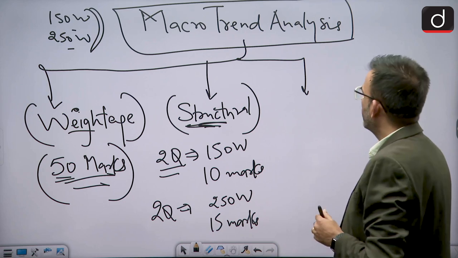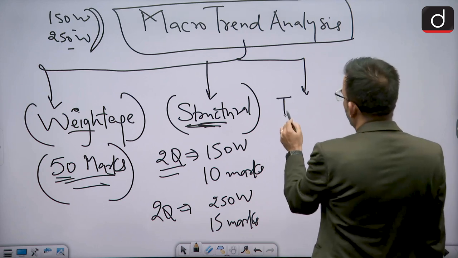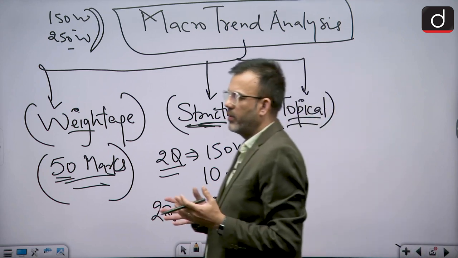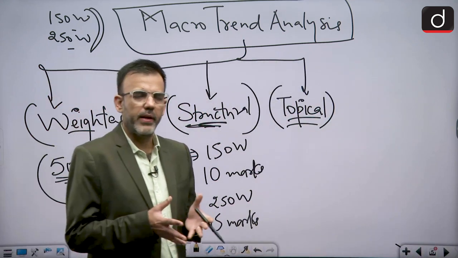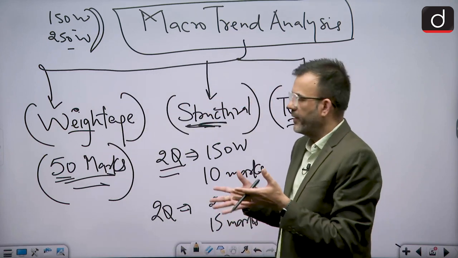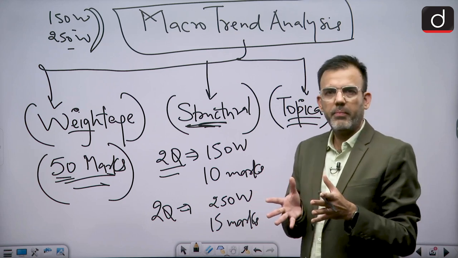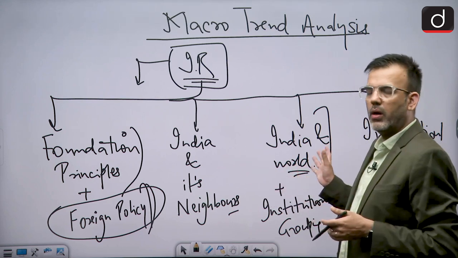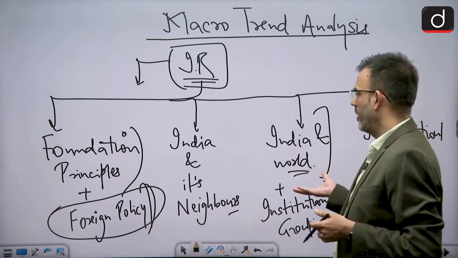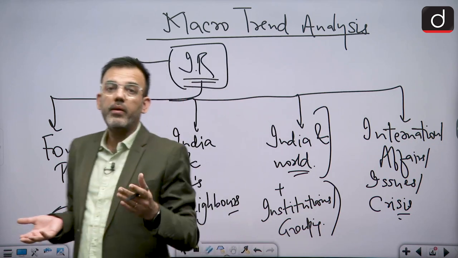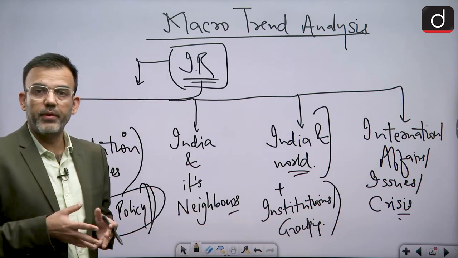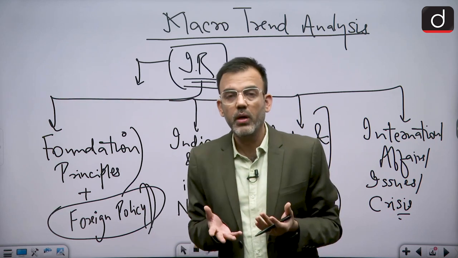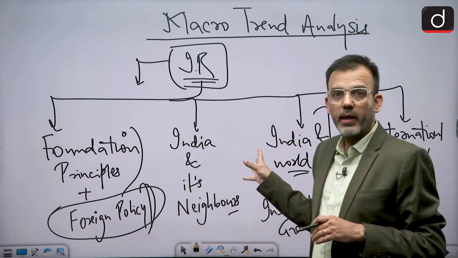Third aspect of this macro trend analysis is topical analysis. Topical analysis means, since the subject is broadly divided into four parts, is UPSC basically giving stress or importance to all these parts equally, or are some of these parts more important? It can also be a transition thing, that in previous years some certain topic, some certain segment of a syllabus was given more importance, and this year the whole dimension has changed. These things also come under this analysis part. So, we will analyze that also.